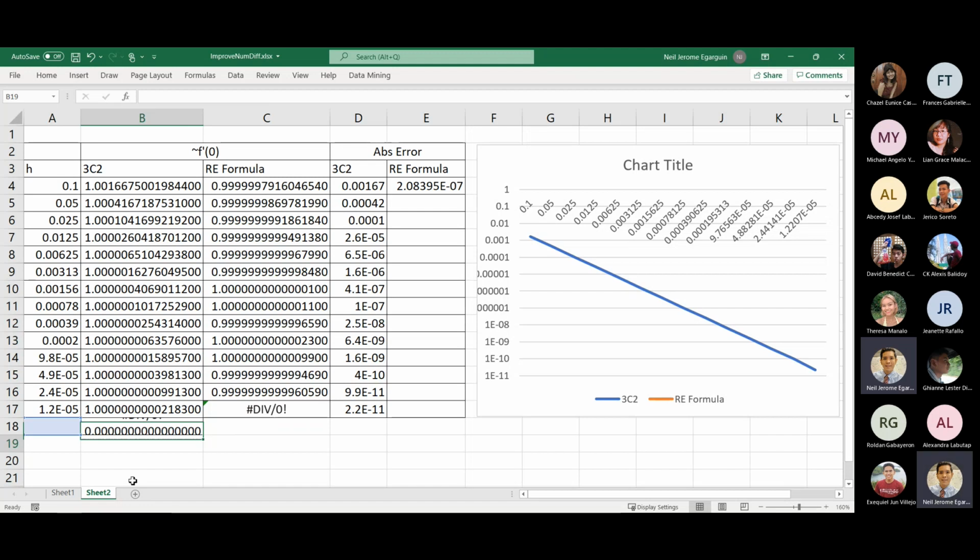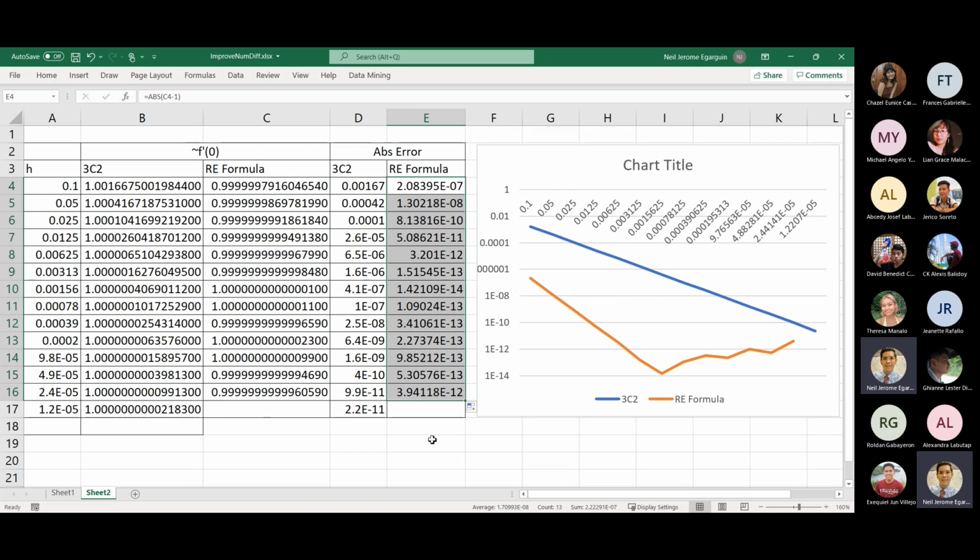Okay. But I stopped here because the error no longer improved further. Actually, it still improved, from 9.9 times 10 to the negative 11 down to 2.2 times 10 to the negative 11. Right? So let me just clear these cells. So that's it. And then if we drag the relative errors and the absolute errors, this is what we get.